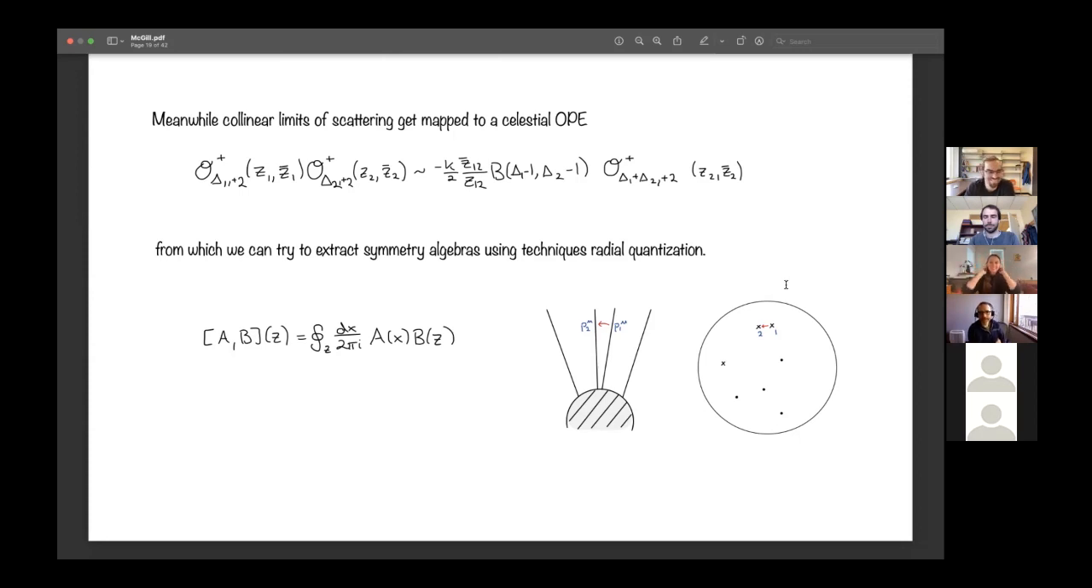Can I ask a naive question? Every time I hear a talk like this, where you try to organize things in a 2D CFT language and introduce Virasoro algebras, I'm required to ask about the central charge. What is the status of it? The status of the central charge is that I think it's IR cutoff dependent.